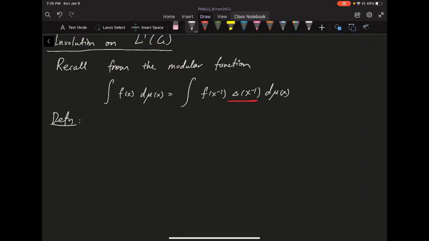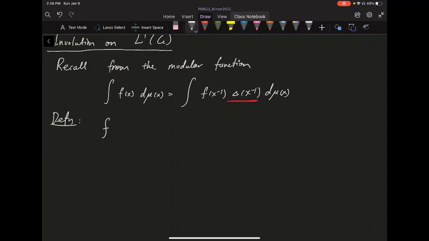Recall that the involution in a Banach star algebra needs to satisfy a bunch of things. For example, the double involution gives you the original function back. It needs to be conjugate linear. And the involution of AB is the involution of B times the involution of A. Most of the time you also want your involution to be isometric. Based on this formula, you can guess what the involution looks like.